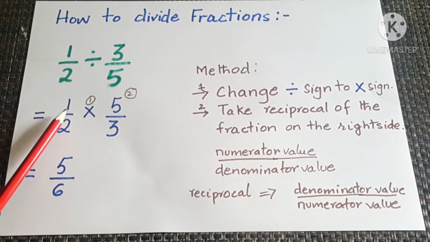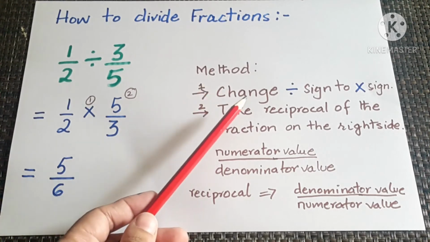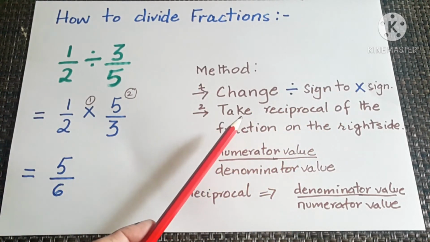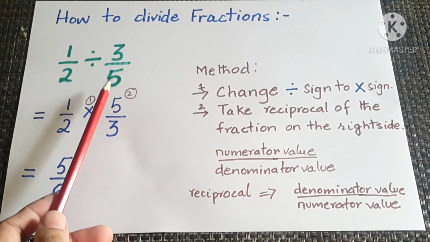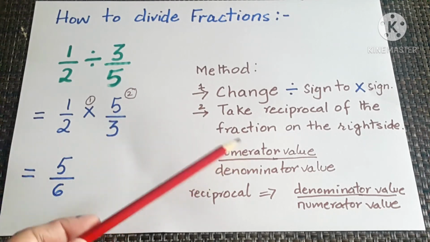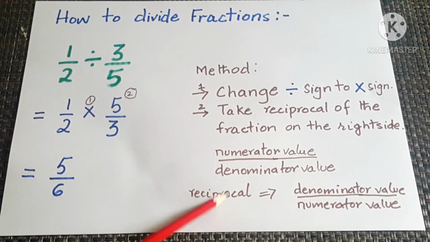Now we will do the multiplication. 1 multiplied by 5 is 5 and 2 multiplied by 3 is 6. The method is, first we will change the sign of division into the multiplication sign. Then we will take the reciprocal of the fraction that is on the right side. Reciprocal means that the value in the numerator after taking the reciprocal will become the value in the denominator.